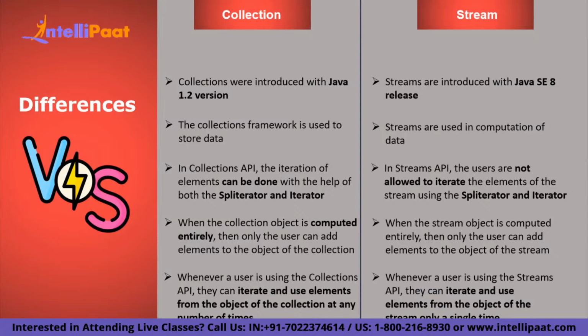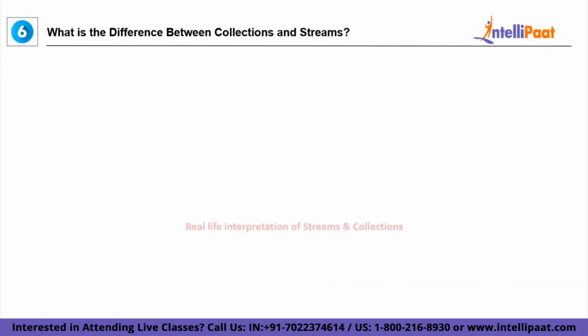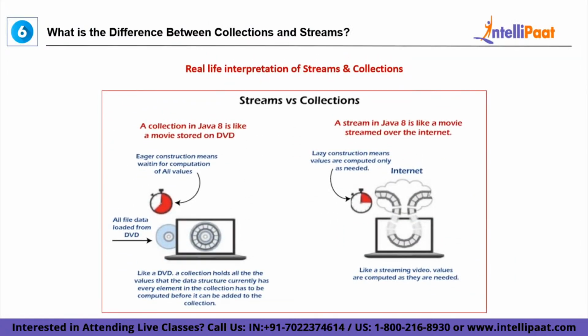But whenever a user is using stream API, they can iterate and use elements from any object of the stream only a single time. If I have to explain these terms by providing examples, then I would say collections are like movies stored on DVDs. Like a DVD, a collection holds all the values that the data structure currently has. Every new element has to be computed before it can be added to the collection. Whereas you can consider Java Stream as a movie streamed over the internet. Like video streaming, computation of values is done as per need.